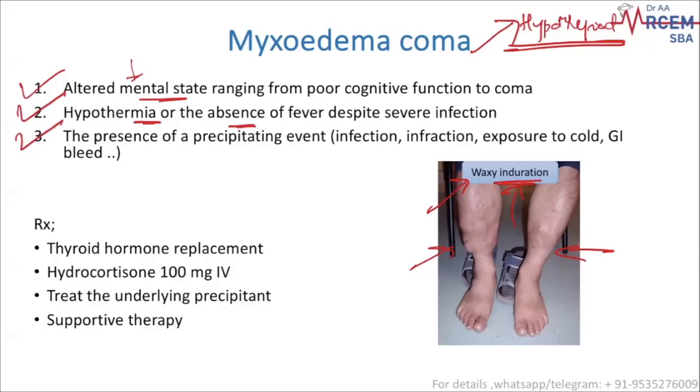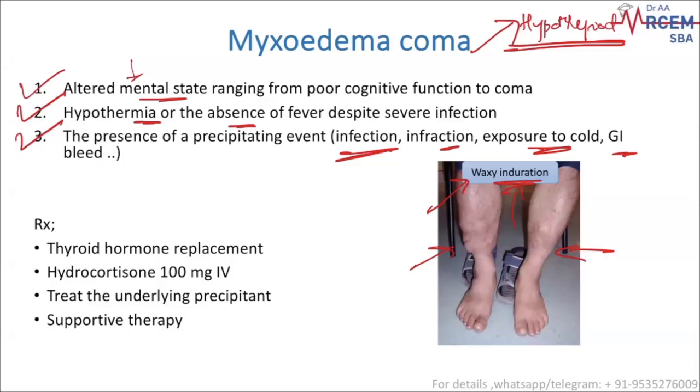The third criteria is that there are precipitating factors. Most of the time, the precipitating factor is an infection, followed by cold exposure, especially seen in winter times. Sometimes it might be an infarction or GI bleed. So any stressful situation can predispose, because increased metabolism is required. Increased metabolism is not there, resulting in myxedema coma.